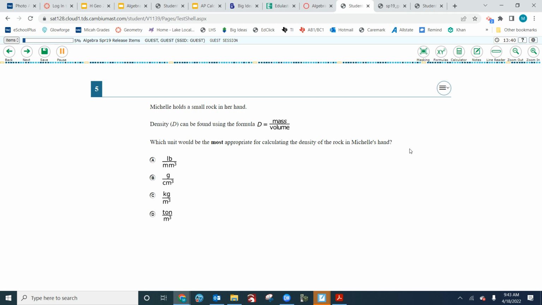No, we didn't do anything like this, did we? Grams over centimeters cubed. All you need to know is if density is mass over volume, which unit would be the most appropriate for calculating the density of the rock in Michelle's hand? So, like, what if it said she's traveling at so many miles per hour? Wouldn't the units be miles per hour? So what do you measure? Distance we measure miles, time we measure hours. What about density? What do you measure mass in? Grams. Over, what's the volume? Centimeters cubed.